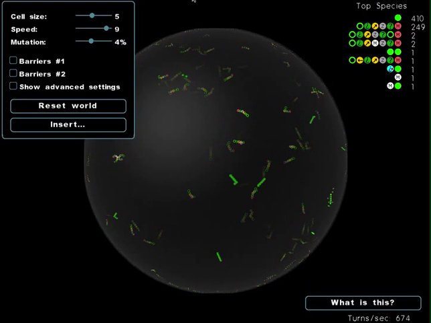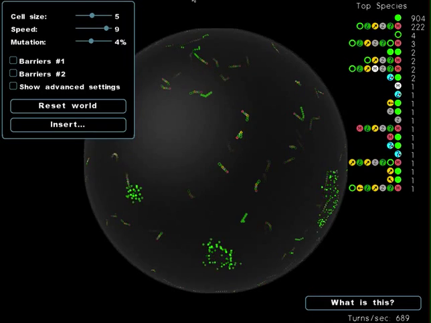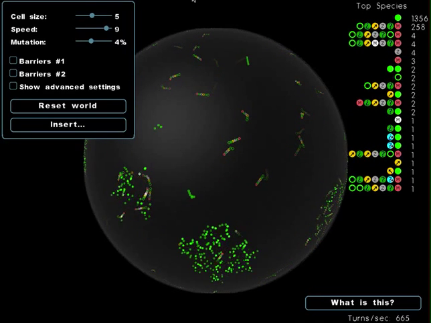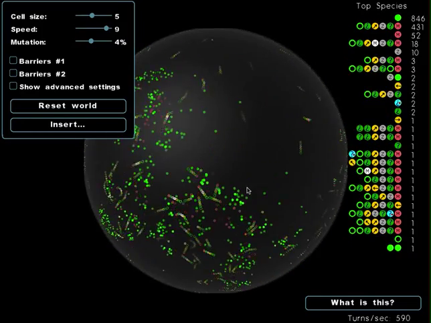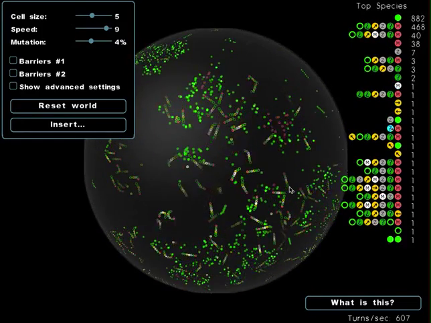Hello and welcome to MutationPlanet, a free artificial life simulation that demonstrates the principles of evolution in real time. The simulated critters on this planet are very simple. They are 1 to 15 cells long.